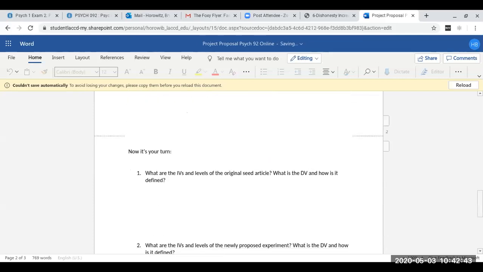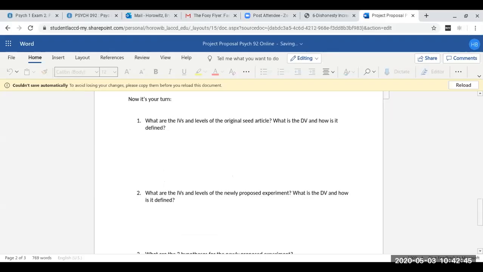So down below, now it's your turn, number 1, and you can expand this if you need to. Down below, just fill in the blank areas. What are the IVs and levels of the original seed article? Again, I suggest if you want to make it easy on yourself, just use experiment 5. And what is the DV and how is it defined? So give me the 2 levels of each IV and how they are operationally defined. Give me the DV and how it's operationally defined, how they measured.